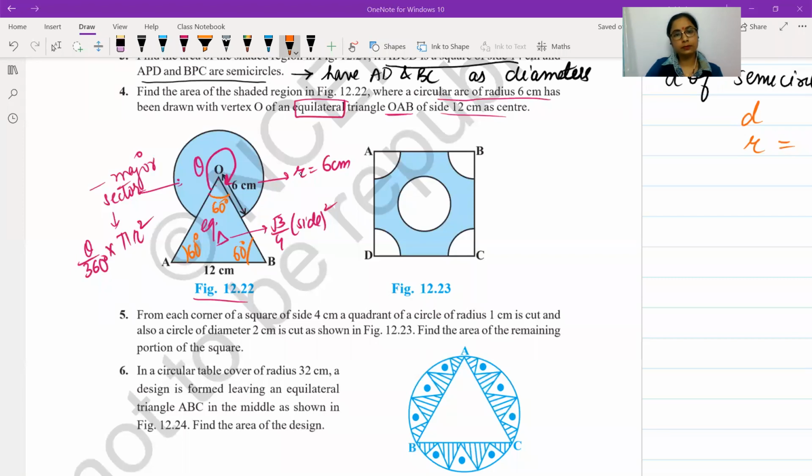Now, can you find out theta by using the concept of complete angle? Angle at a point. 360 minus 60. Yeah, angle at a point is 360 degrees. And from there, we can find out theta as 360 degrees minus 60 degrees. Theta will be equal to 300 degrees. And now you can find out the area of the sector using the formula. Area of the triangle using this formula. Add the two, you will get the area of the shaded region.